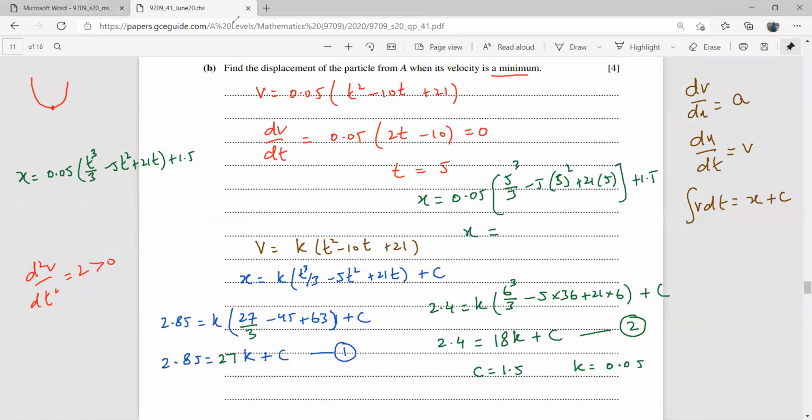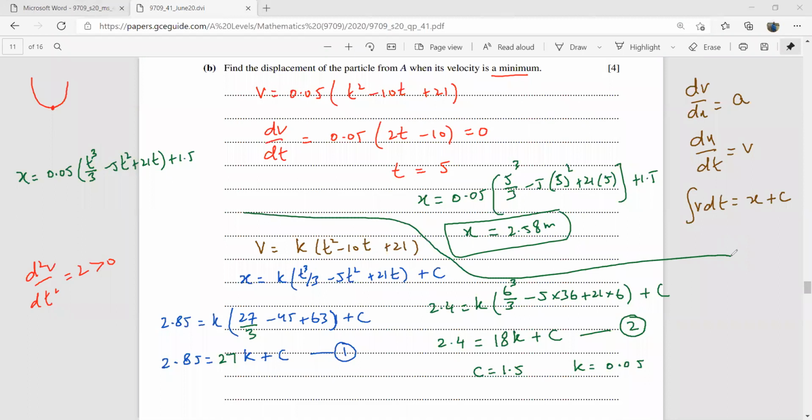2.58 meters. That is the answer to the second part. Here is your B part's working.